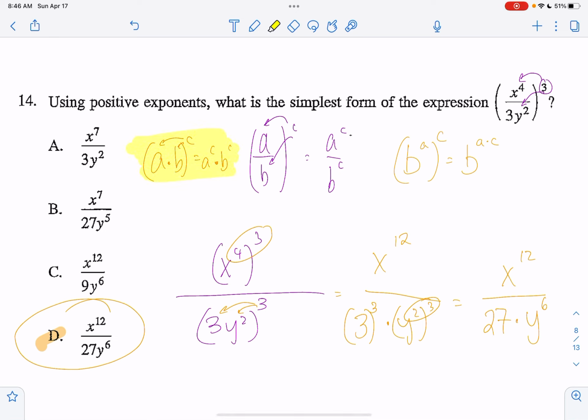A times b to the c power: you have to distribute the c across the product. If you have a fraction inside the parentheses as a base, you have to distribute the c to the numerator and the denominator. And in power to a power, you have to multiply the exponent.